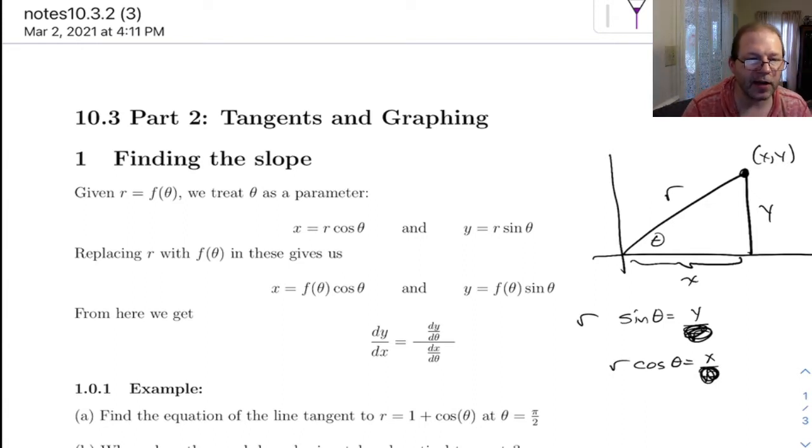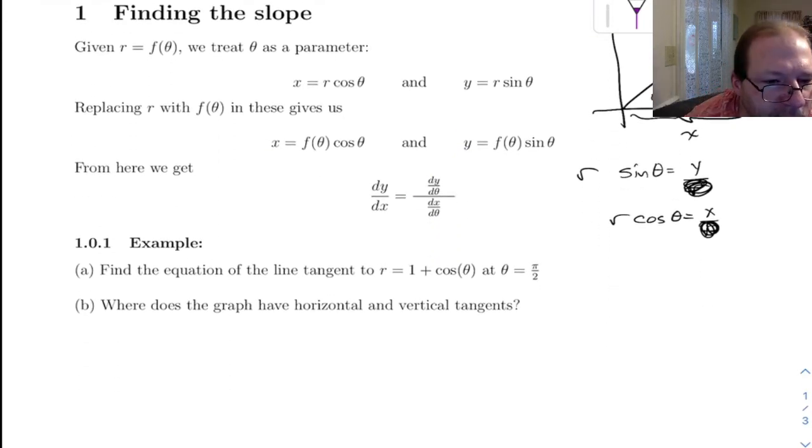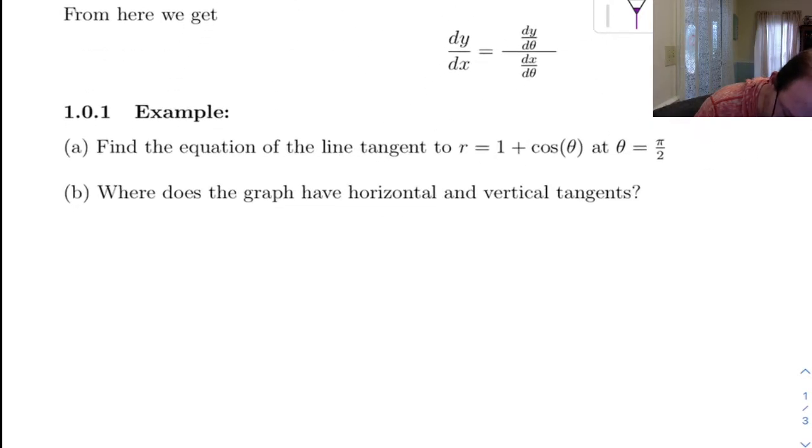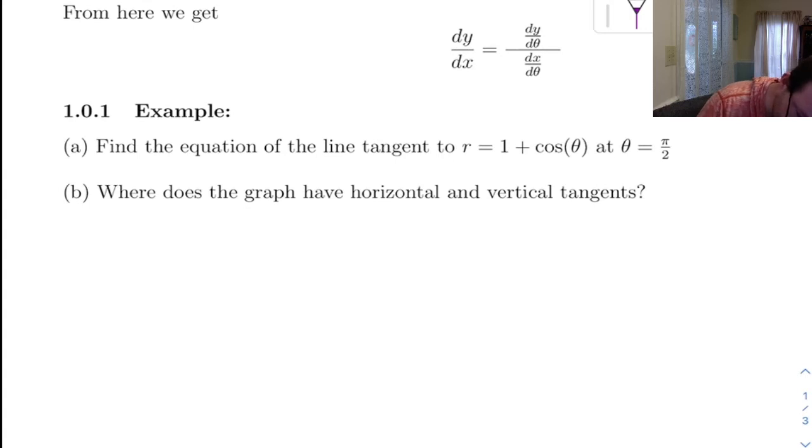So once you've got that, you can find dx d theta and dy d theta. Put them together, and you get dy over dx. So let's look at an example. Find the equation of the line that's tangent to r equals 1 plus cosine theta at theta equals pi over 2.